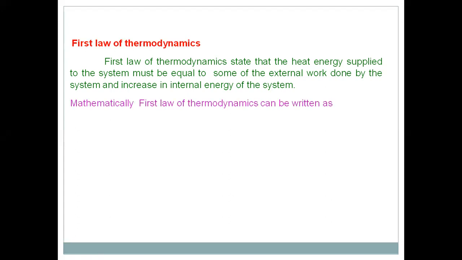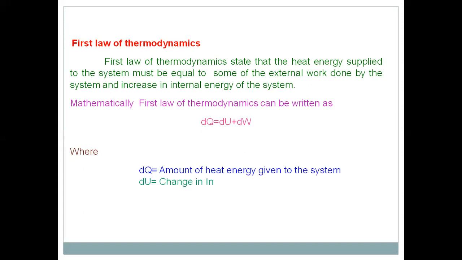If dQ is the amount of heat given to the system, that is equal to dU, the increase in internal energy, plus dW, the work done by the system. That is, dQ = dU + dW is the first law of thermodynamics. Of course, dQ is the amount of heat energy given to the system, dU is the change in internal energy of the system, and dW is the amount of work done by the system.